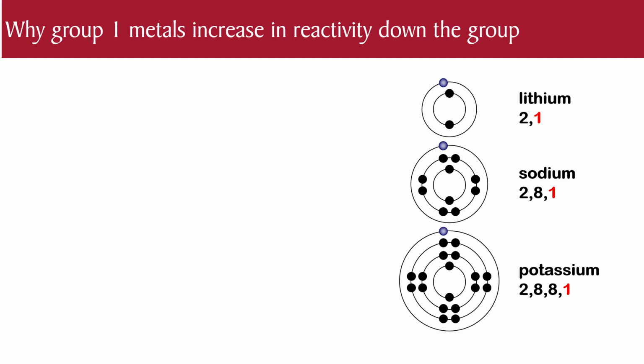Now, one of the big questions that comes up on GCSE, and it's also in Year 8, is why do group 1 metals increase in reactivity down the group? Because basically lithium, if you put it in water, it fizzes. Potassium, if you put it in water, it catches fire and can sometimes explode. But the question then is, why?